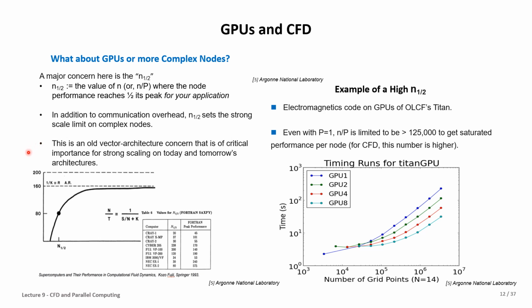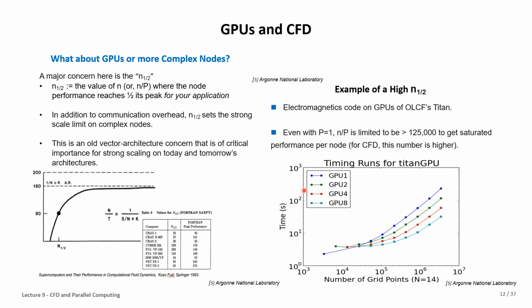So it is essential, sometimes we have a small time step. With a small time step, of course, a GPU accelerates the solution and we can overcome these issues. Example of the high N sub half, this is the electromagnetic code on GPUs of Titan GPU.